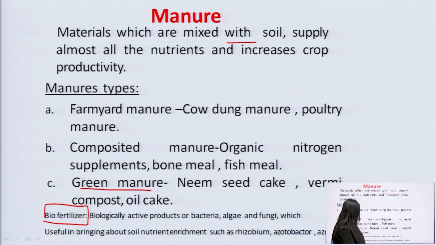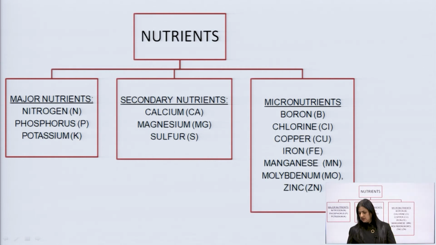Biofertilizers are biologically active products of the bacteria, algae and fungi which are useful in bringing about soil nutrition, such as Rhizobium, Azotobacter and Azolla species. Now we shall study the different types of nutrients which a plant requires. They can be categorized into three broad categories.